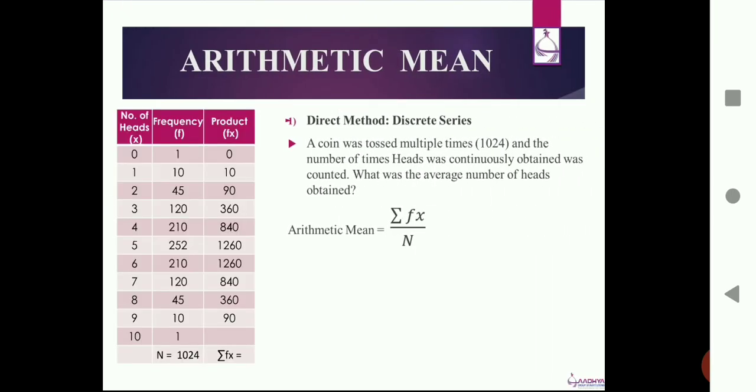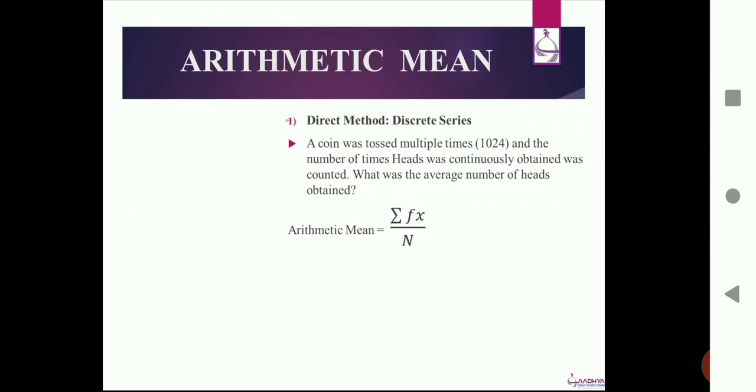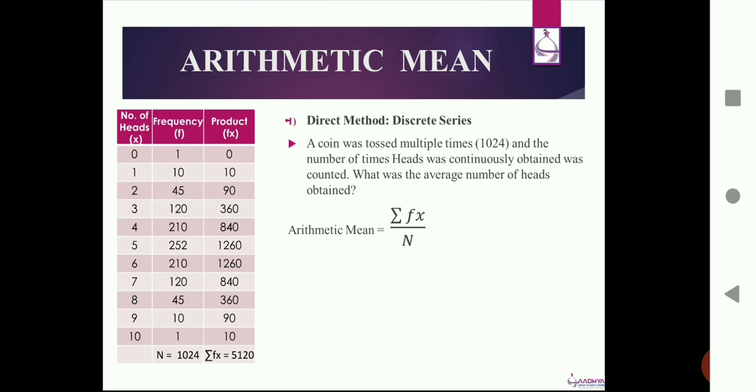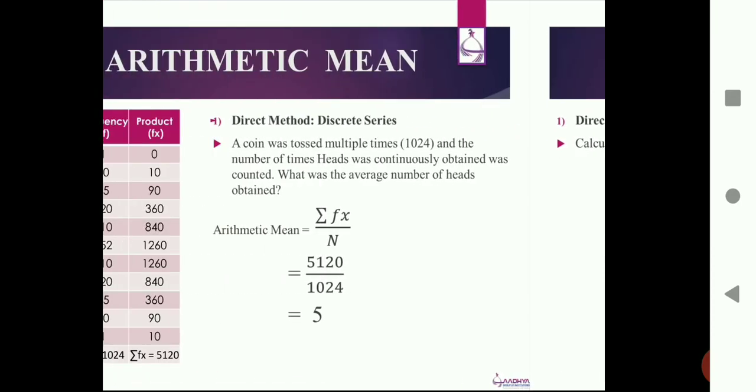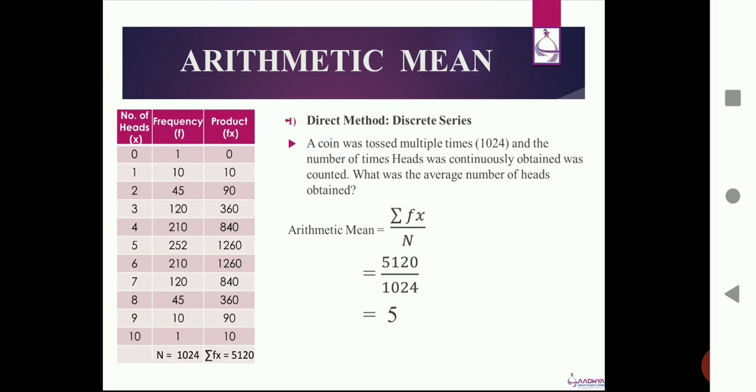We keep multiplying the frequency and the number of heads, or the observation, to get the total product, and we do the last one. We get 10 into 1 is 10. So then we add up the total of all the products of the frequency and the observations to get 5120 as the total, which we then apply to the formula. So 5120 is in the numerator, and in the denominator we have 1024, and when we do the calculation we get a mean of 5, or 5 is the mean number of heads, or the average number of heads which comes in this coin toss experiment, which is the same as a normal distribution.